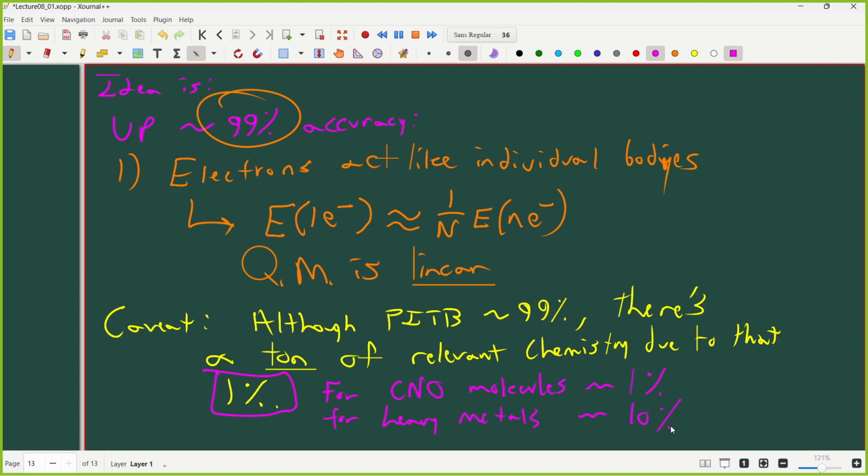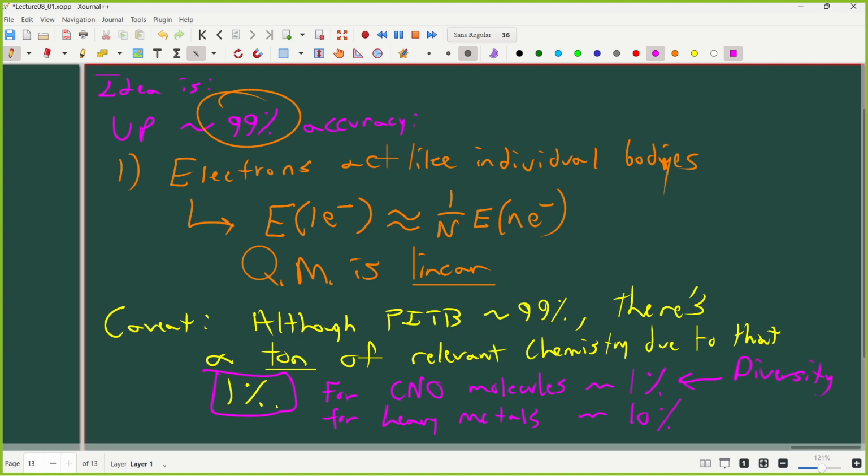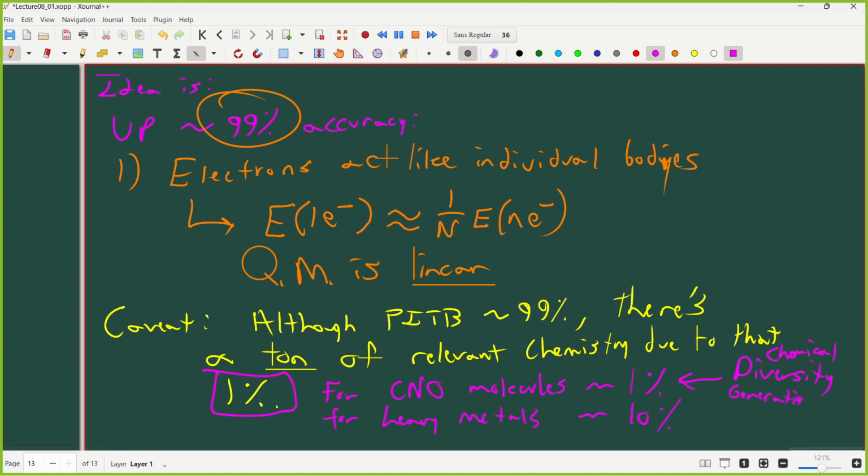But for carbon, nitrogen, oxygen, for organic chemistry, we almost don't even have to think about electrons interacting with each other. But the diversity that gives us the differences between carboxylic acids and nitriles and alkenes and aromatics, that comes from this tiny little 1%. All of that diversity comes from this. This is the chemical diversity generating behavior or physics. Right? If it weren't for this, everything would look the same.